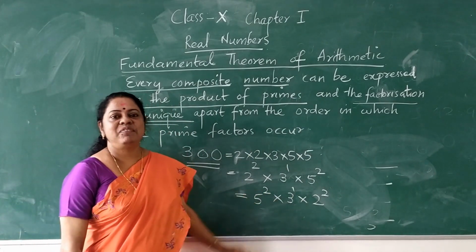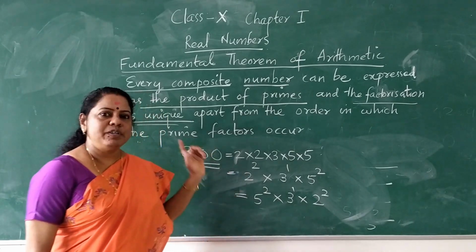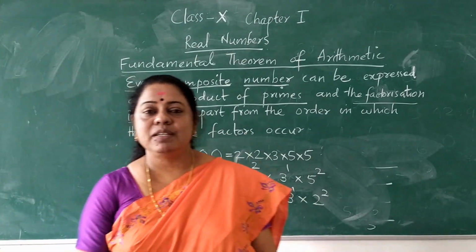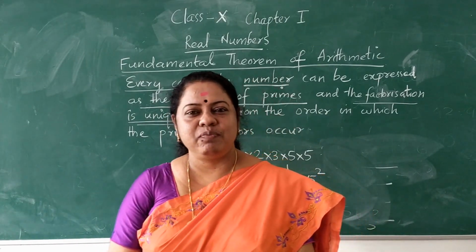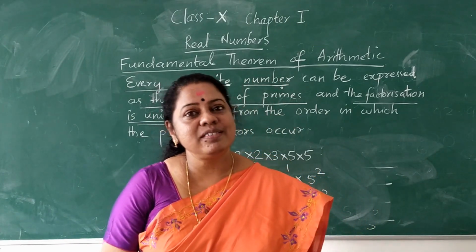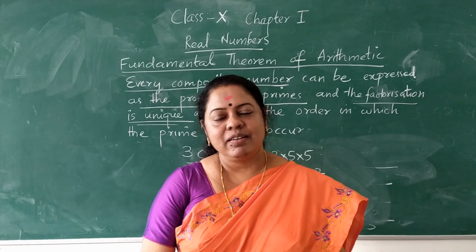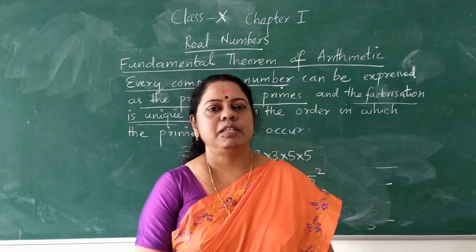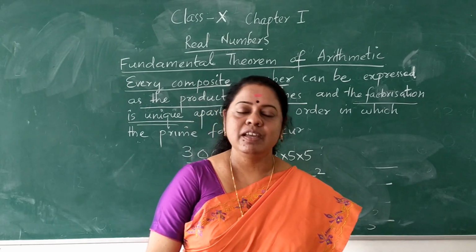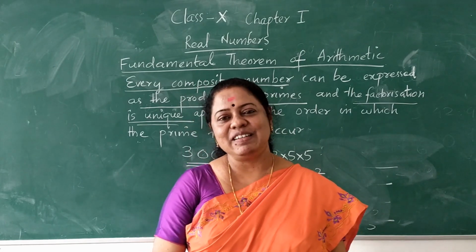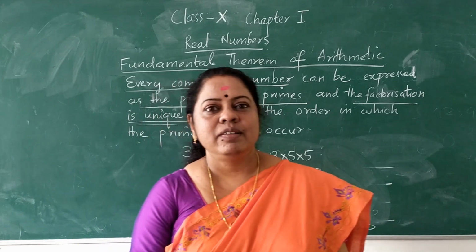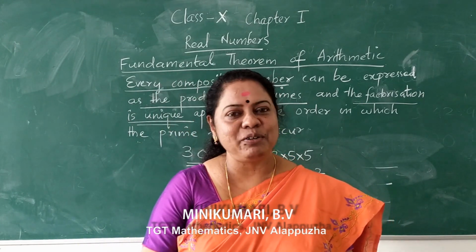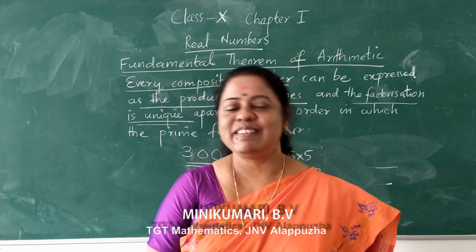So this is the fundamental theorem of arithmetic. Once more I shall repeat the statement. Every composite number can be written as the product of primes, and the factorization is unique irrespective of the order in which the prime factors occur. Okay, I think you have enjoyed and understood the theorem. Learn the statement of the theorem once more. Okay, thank you children. Thank you all.